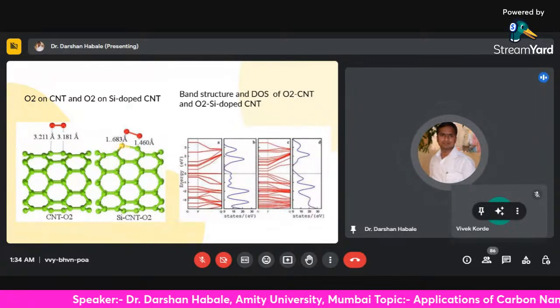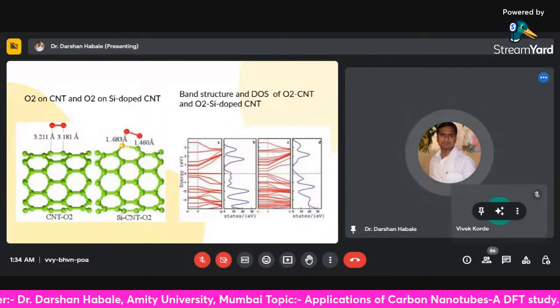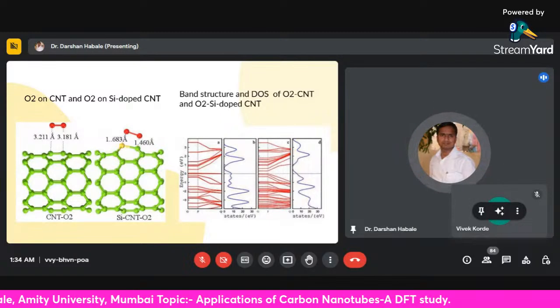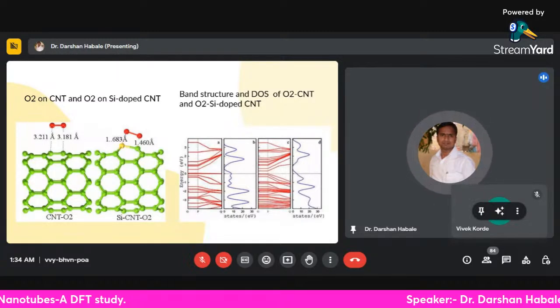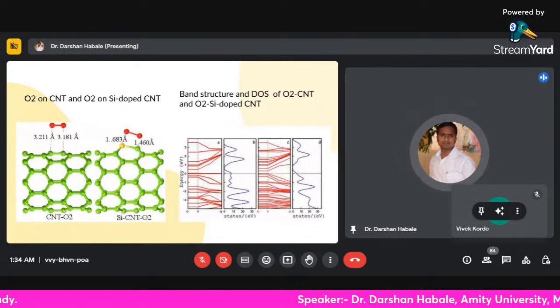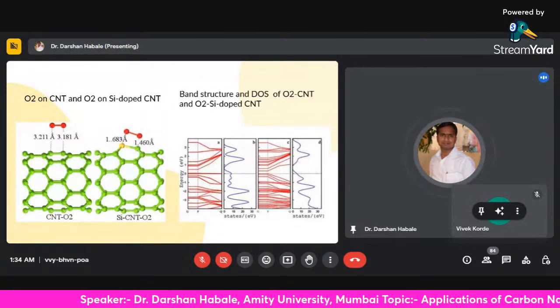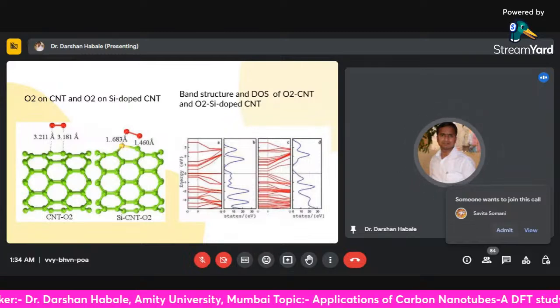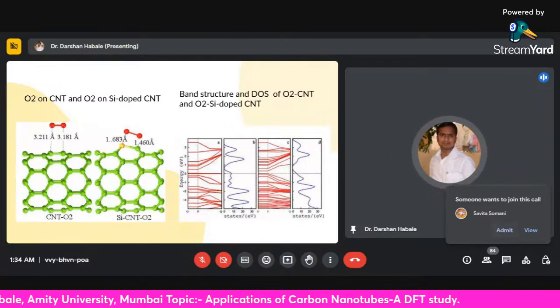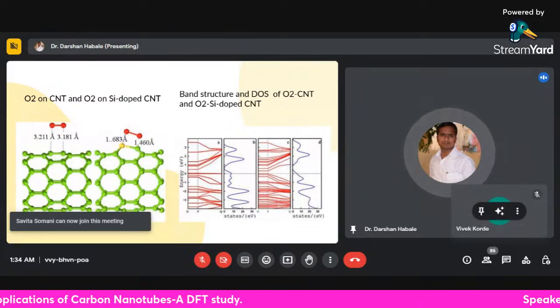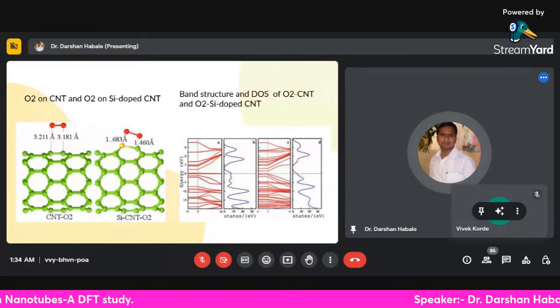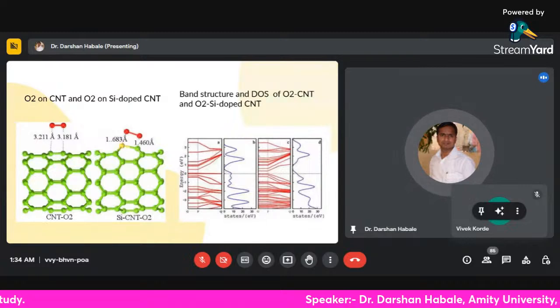The second diagram shows the band structure and density of state. The first two diagrams are the band structure and density of state of pure CNT with O2, and the other two diagrams are the band structure and density of state of O2 adsorbed on Si-doped CNT. In this diagram, for the adsorption of the O2 molecule, a number of partially filled states are observed at the Fermi level, indicating a change in the conductivity of the tube.